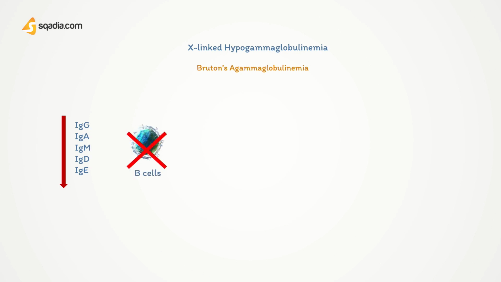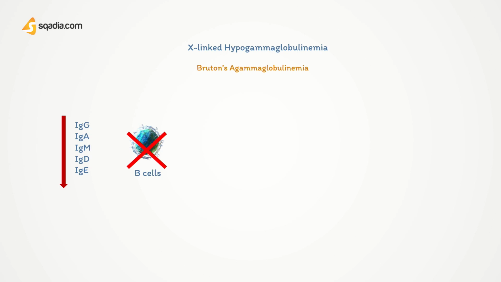Now, there's a condition called X-linked hypogammaglobulinemia, also called Bruton's agammaglobulinemia, in which boys with this disease have low levels of all immunoglobulins, which are the IgG, IgA, IgM, IgD, and IgE. And there is a virtual absence of B cells. Female carriers are actually immunologically normal. Now, in this disease, pre-B cells are present, but they fail to differentiate into mature B cells.